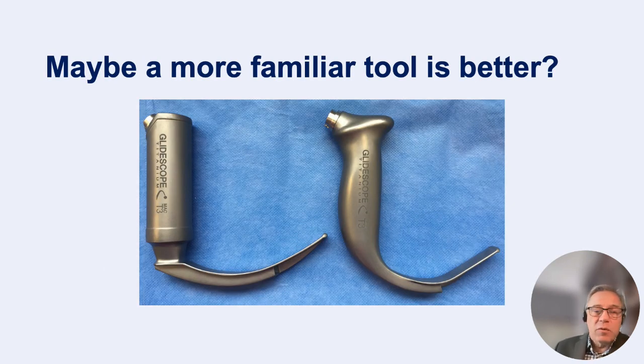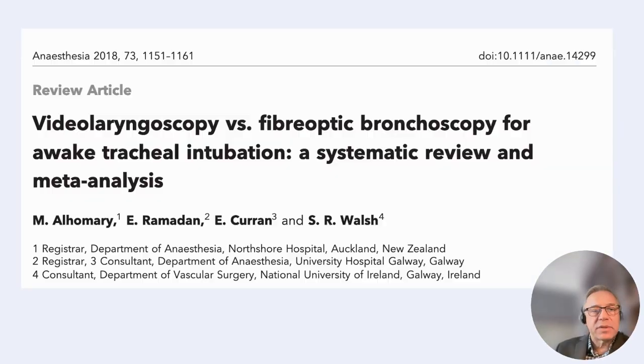But maybe a more familiar tool is better. Maybe the video laryngoscopic type of intubation is better than the fibre optic. And this is the first scope, GlideScope, invented by the surgeon in Canada. And on the left side, you see the traditional Macintosh, and then on the right side, his original hyperangulated blade, which basically is a McCoy scope in the flexed position.